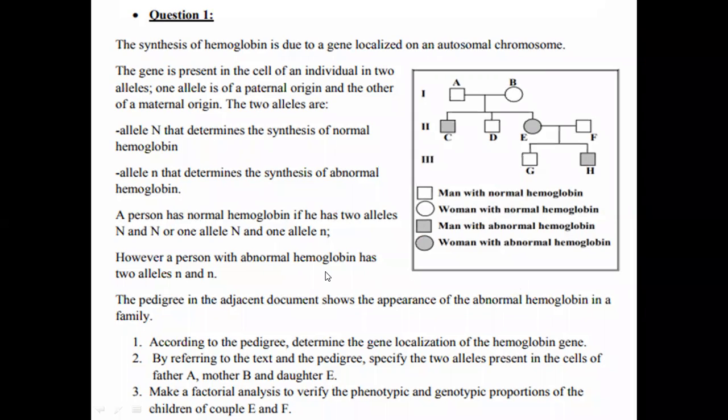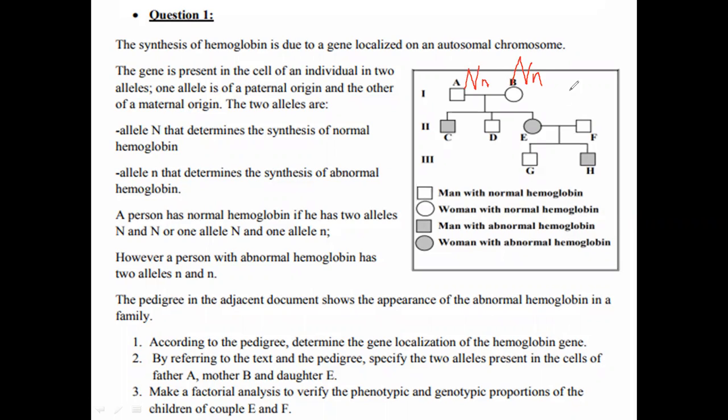So here, part two: by referring to the text and according to the pedigree, specify the two alleles present in the cells of the father A, mother B, and daughter A. Father A and mother B are normal, but they gave birth to affected children, C and E. So they carry the allele of the disease, but it was masked by the normal dominant allele. So they are N capital and n small, and here N capital and n small.